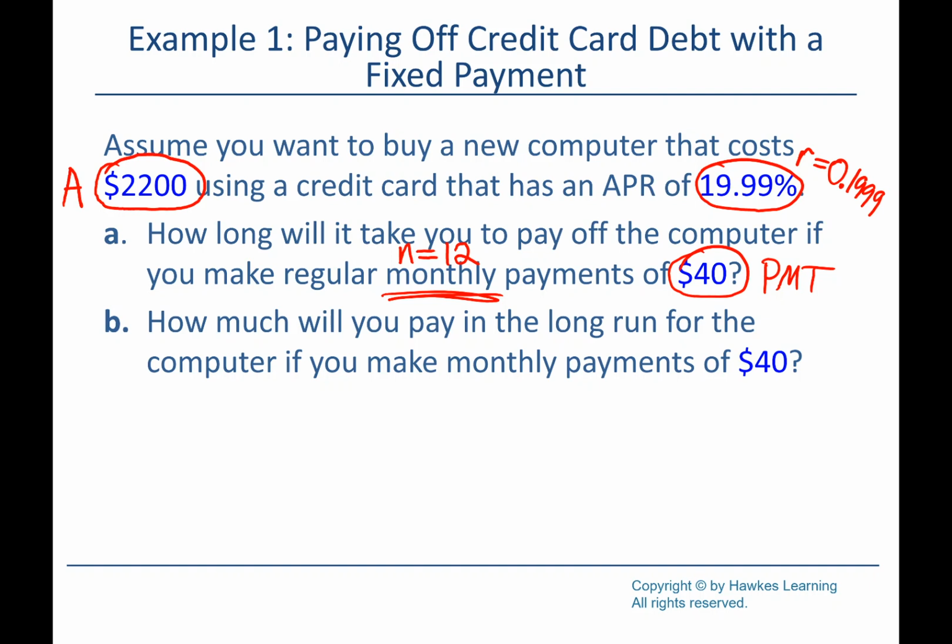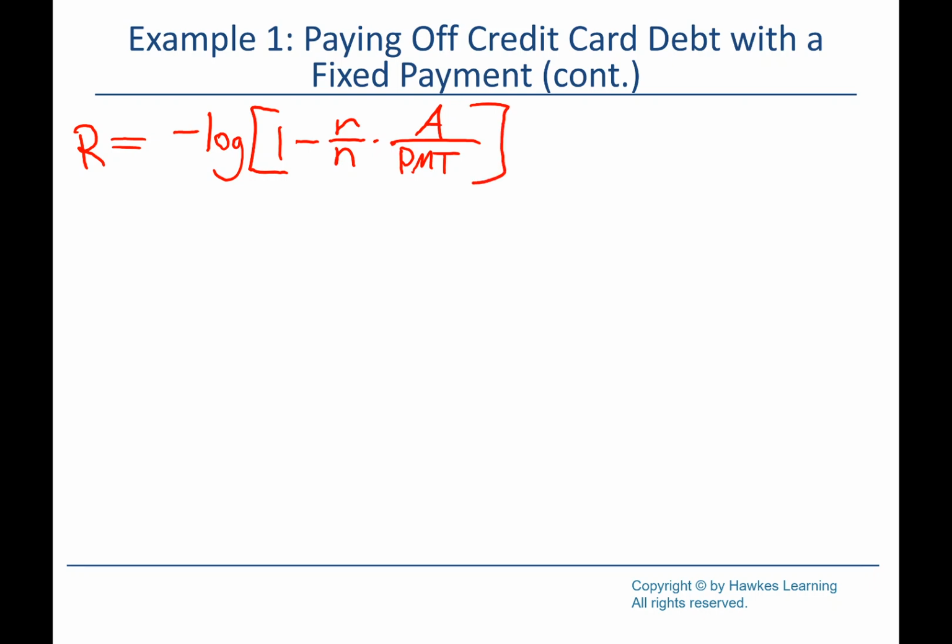I'm going to write the formula down again, and then we'll fill in the numbers. So for whatever reason, R is what we're using to represent how many payments we're making. So that's negative logarithm, and inside there we have 1 minus R over N times A over PMT. Okay. And then on the bottom, we have another logarithm, and inside it is 1 plus R over N.